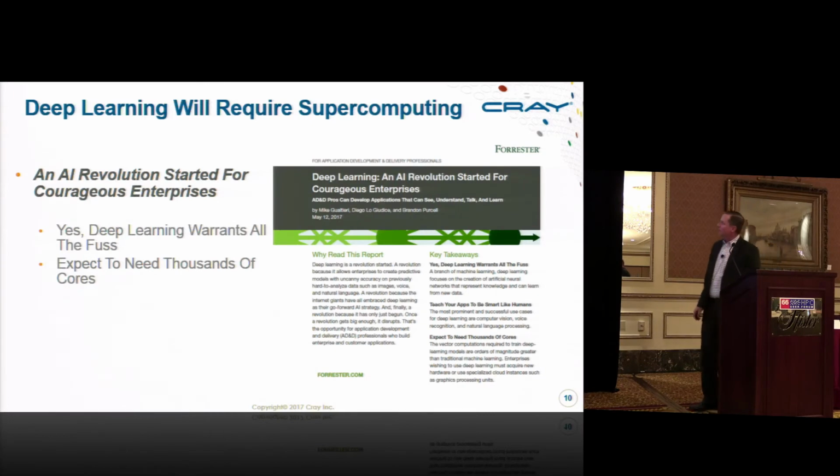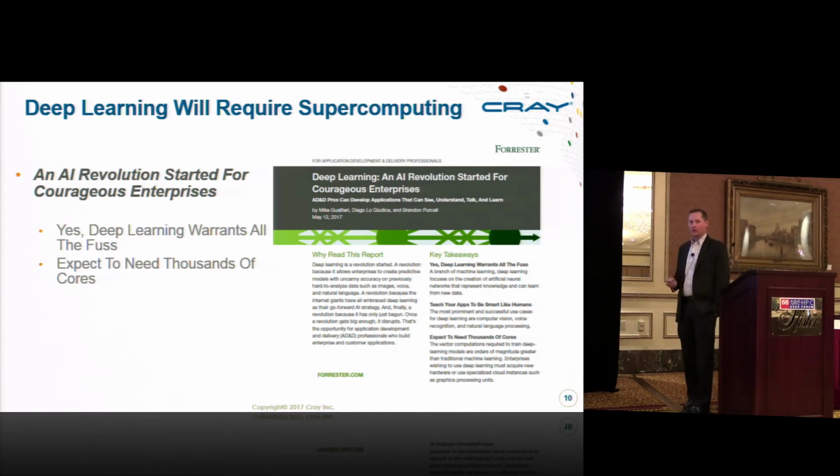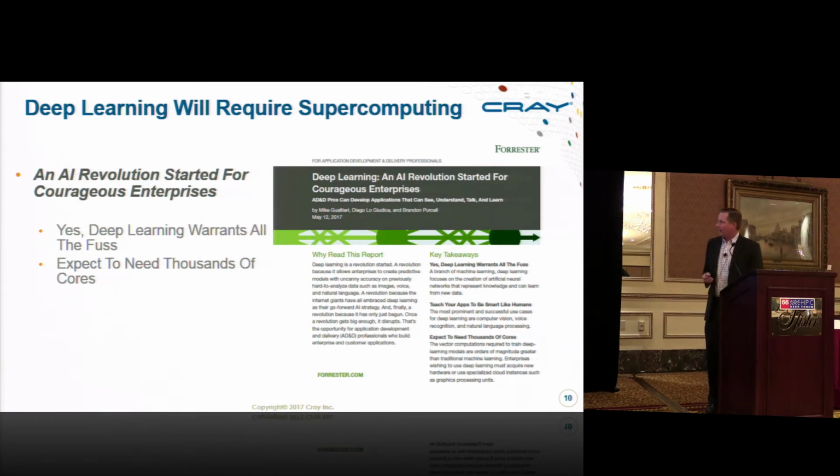Okay, another great paper by Forrester: An AI revolution started for courageous enterprises. I think we would all agree that the organizations that have AI proof of concepts underway or are leveraging AI in some way are at the very bleeding edge right now. We know for all the promise of this technology, we can find 100 examples of how it's failed or how it's done something wrong, and that's typically retraceable back to bad training data, data that's labeled incorrectly, or neural networks that didn't account for certain types of scenarios.